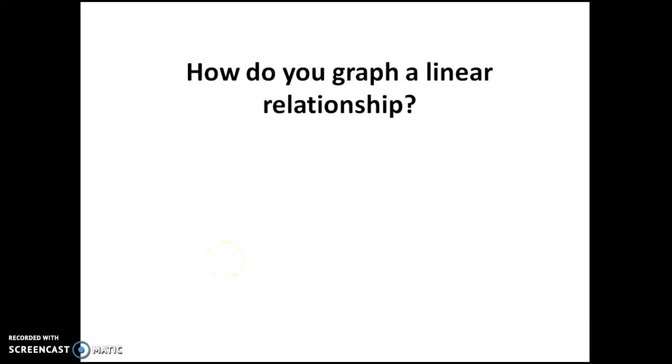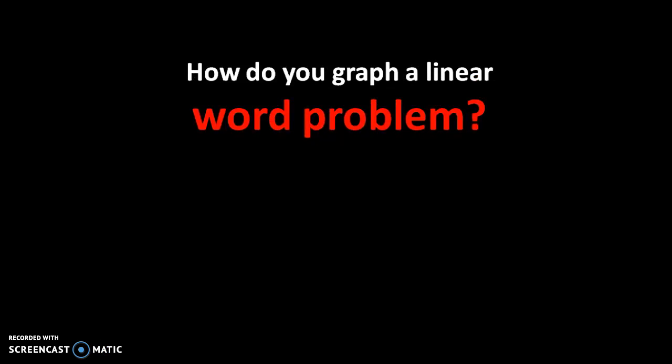How do you graph a linear relationship? So think linear, that means it's going to be a line, but all of our relationships come from word problems. So how do you graph a linear word problem?